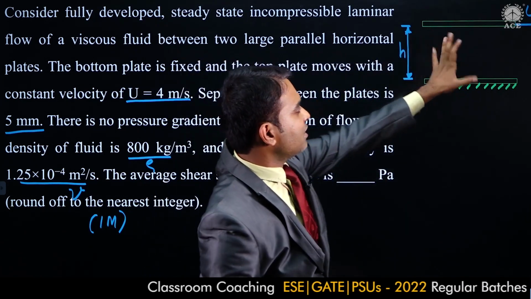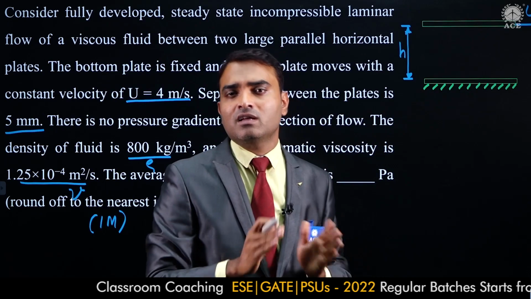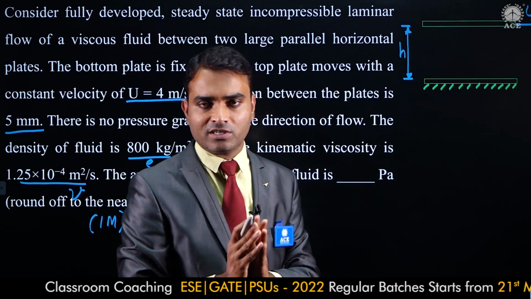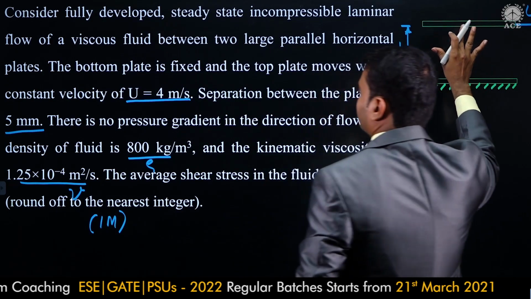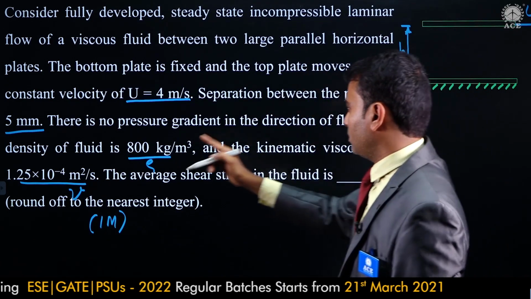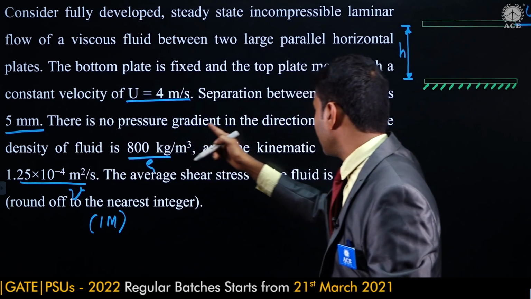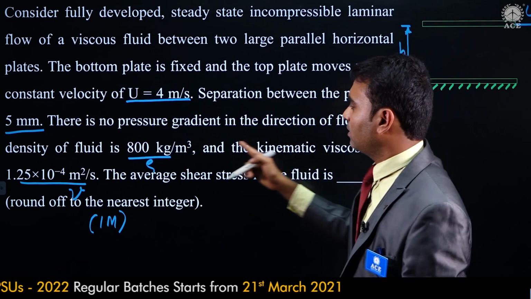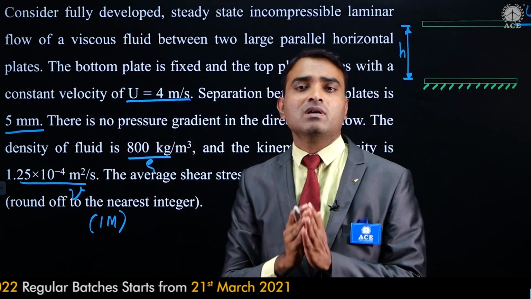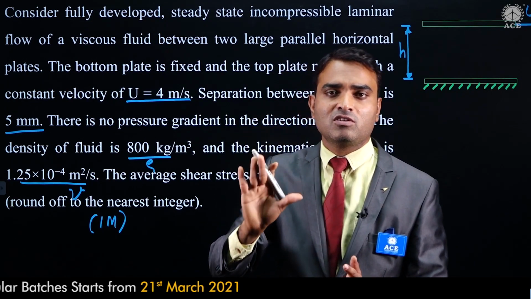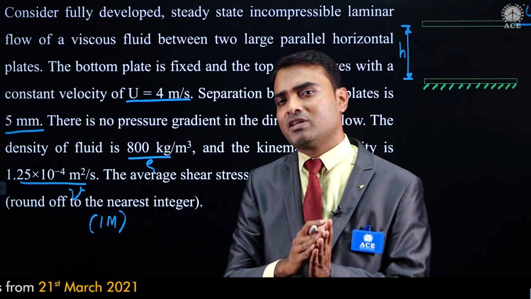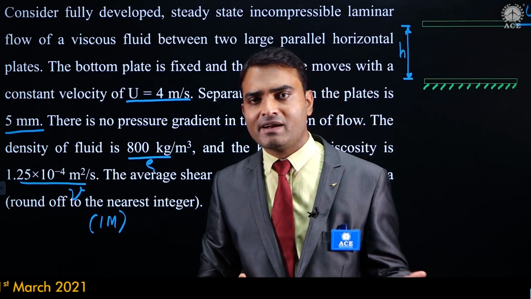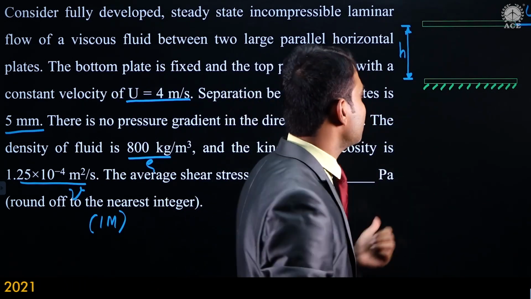So the location of shear stress is not given. Simply he is saying what is the value of average shear stress. Now first of all, I will draw here velocity profile. One thing, please note here, there is no pressure gradient in the direction of flow. This means this flow is corresponding to first case of Couette flow. There are 3 cases of Couette flow, right? First case is pressure gradient is 0, second is negative pressure gradient, third is positive. So this is the first case.